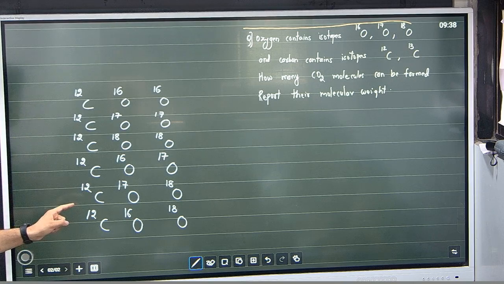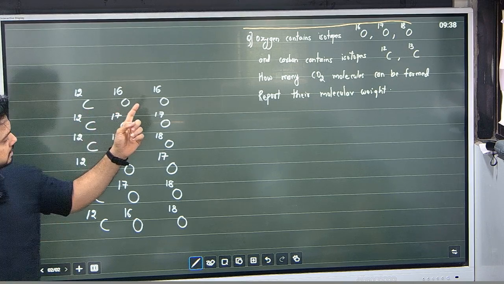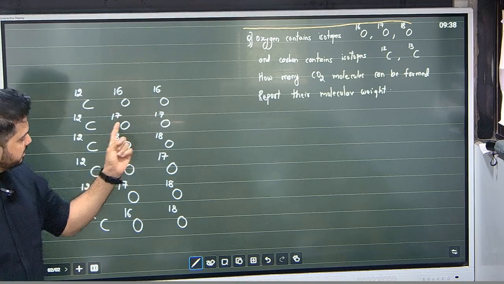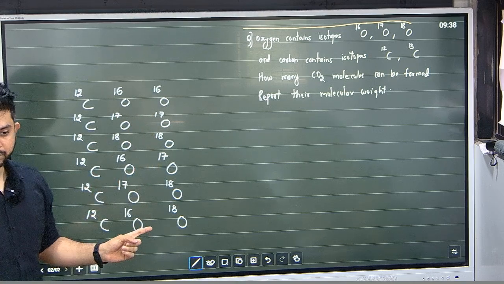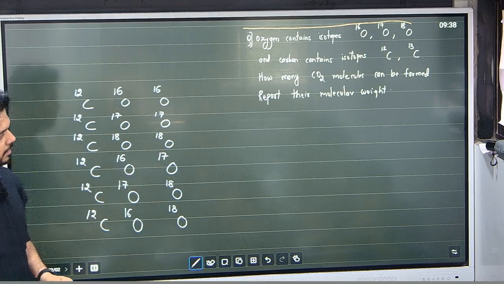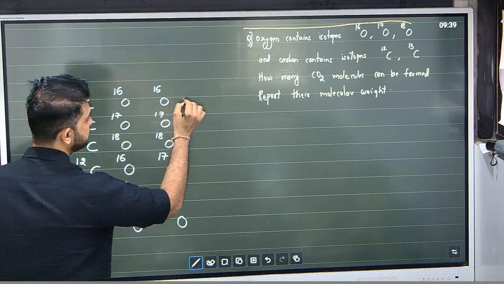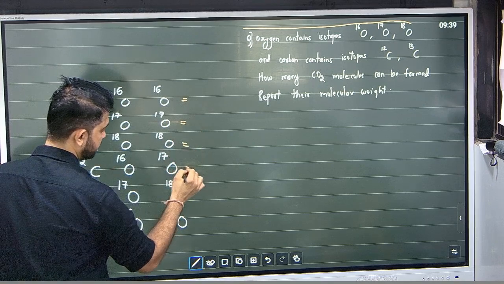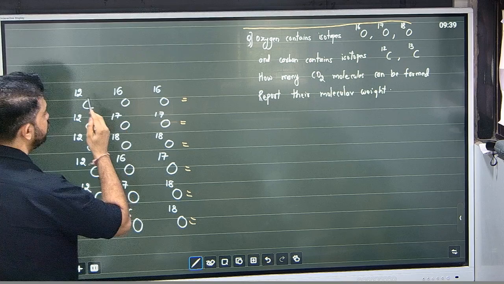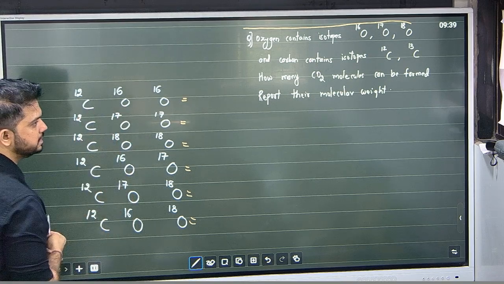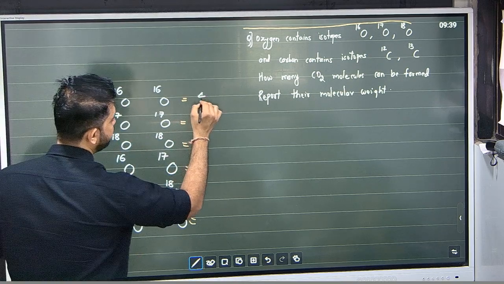With C12, 16, 17 and 18 can be arranged in these formats. But read the last line for me. Report their molecular weight. So what's the molecular weight here? How will I find the molecular weight? 12 plus 16 plus 16. How much is that? 44.